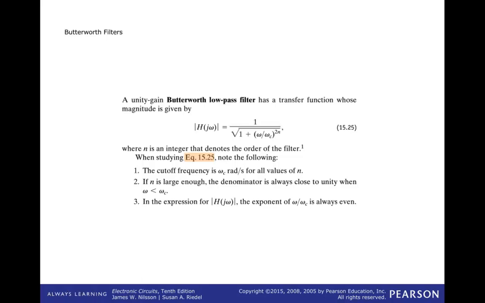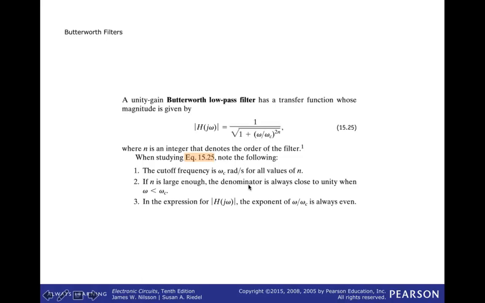But there's a couple things here about this transfer function that make it very different. First of all, notice that the cutoff frequency is omega c radians per second, independent of the value of n. Because here, when omega is equal to omega c, this ratio is equal to 1, which is 1 no matter what power it's raised to. So independent of the order, if I have this kind of a transfer function, then basically I get 1 over the square root of 2 for my cutoff at the same omega c.